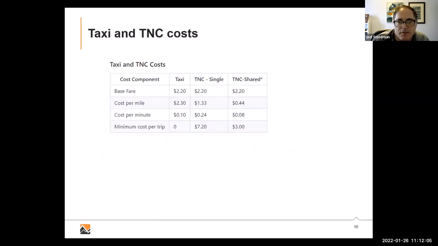And these can all be configured in the input file. We do represent single pay TNCs separately from shared pay TNCs in the modal options. Shared pay TNC is where you might get a cheaper fare, but you might have a longer in-vehicle time or a longer wait time because you have to reroute to pick up other passengers en route to your destination.